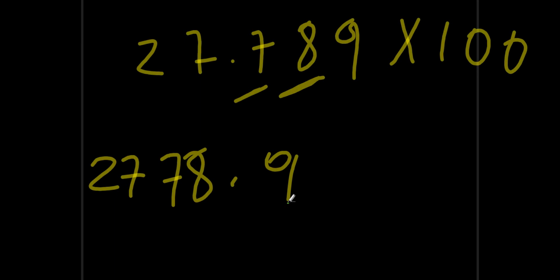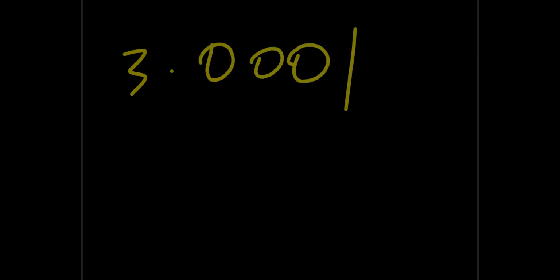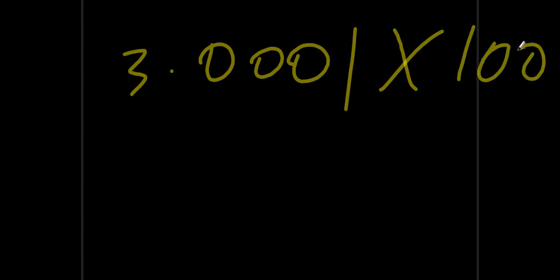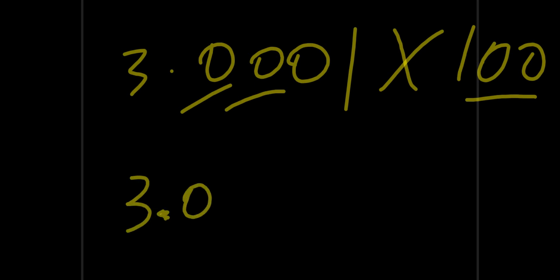You can see that's just the concept, depending on what power of 10 you're multiplying the digits by. So let's say we have 3.0001, and we're going to multiply this by 100. It's the same concept. Since you have 2 zeros in 100, you're going to move the digits by two places. You're going to have 300.